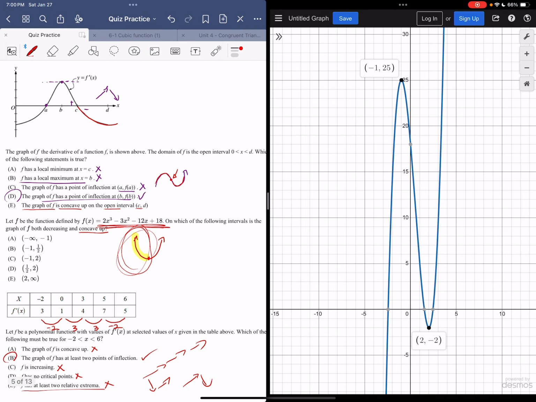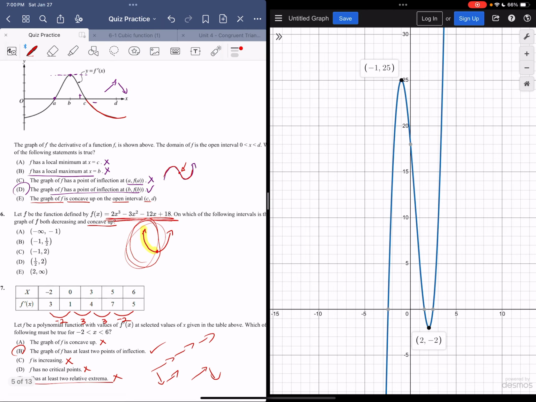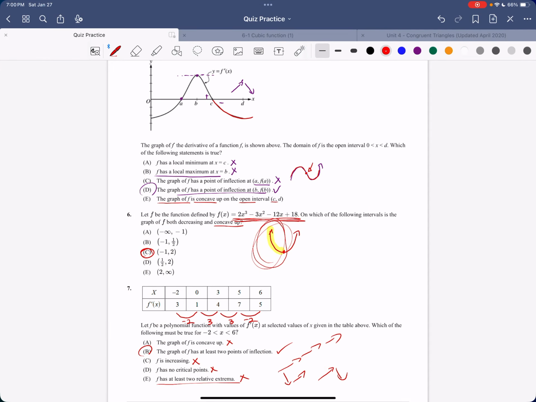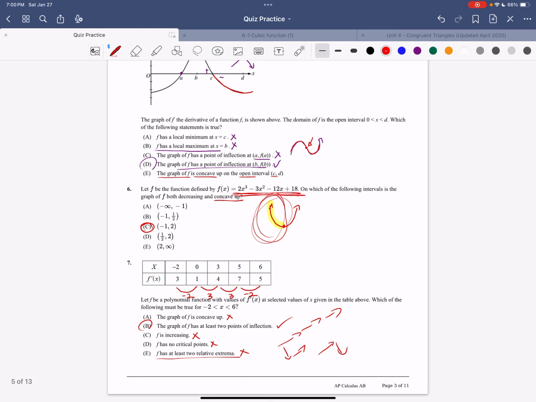Which of the following is both decreasing and concave up? Yeah, so it's gonna be here to here. So it's from -1 to 2. So it's gonna be C. So I think that's about it for this one. If you have any other question, just let me know. Question number 7, I think it's self-explanatory by just looking at this one. Yeah, that's about it.